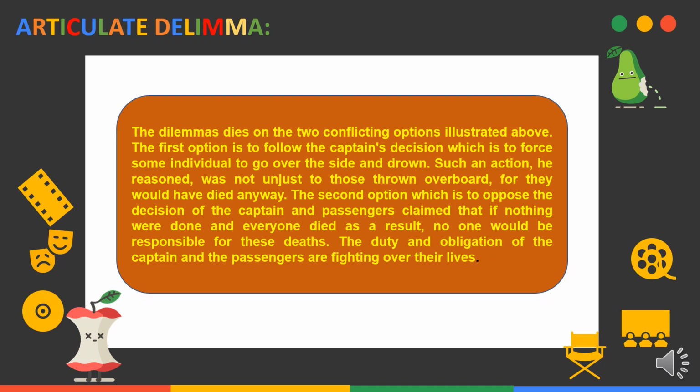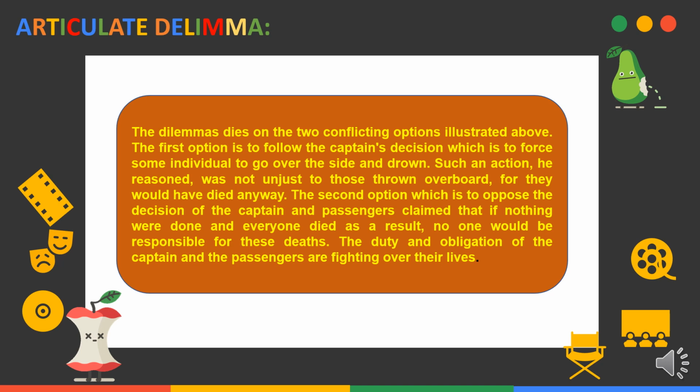The dilemma rests on the two conflicting options illustrated above. The first option is to follow the captain's decision, which is to force some individuals to go over the side and drown. Such an action, he reasoned, was not unjust to those thrown overboard, for they would have died anyway.